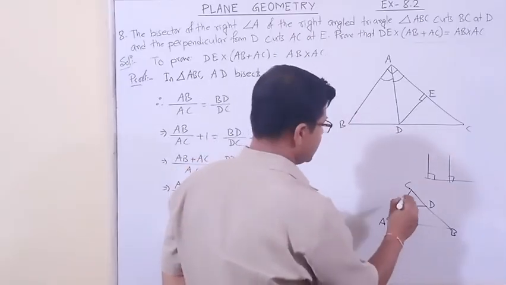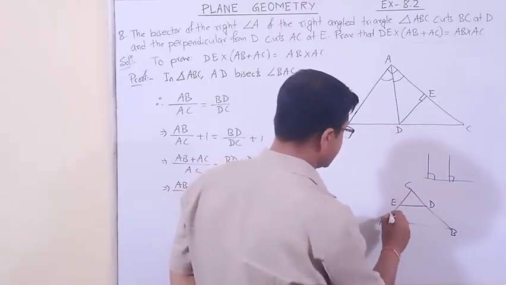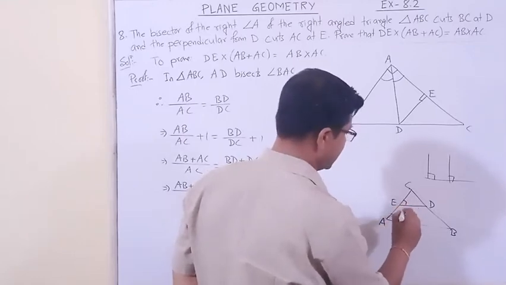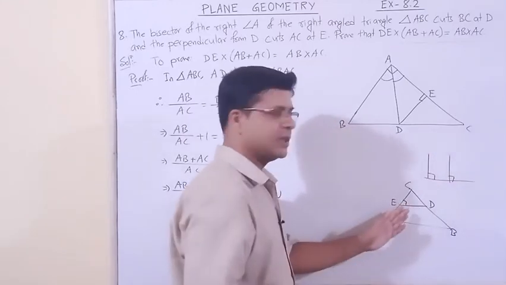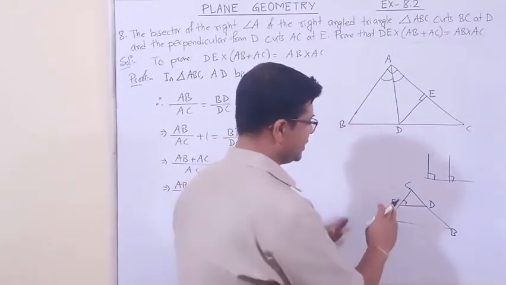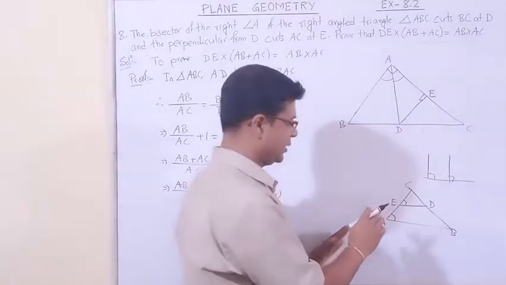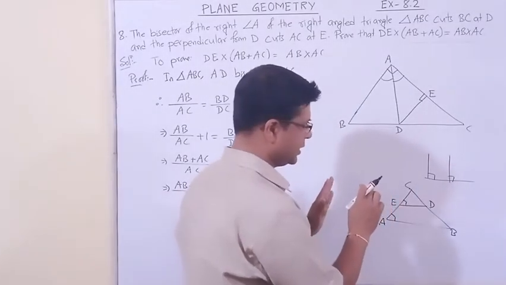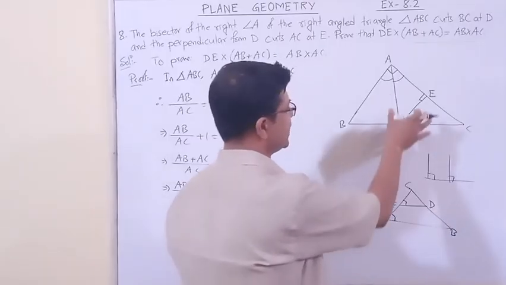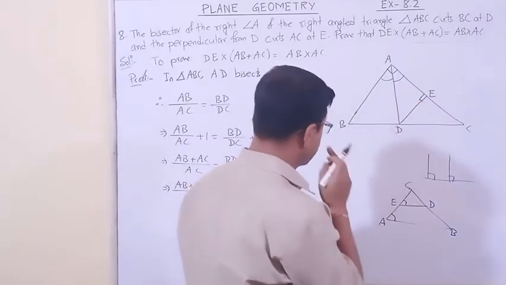Here, this angle is 90 degree, angle A is 90 degree, and angle E is also 90 degree. Here, it is not 90 degree, but it is 90 degree in the figure. So with the usual figure we are doing. What is my intention? My intention is to show that these two angles are equal. Okay, actual diagram is this.